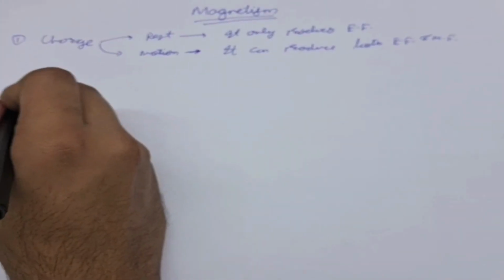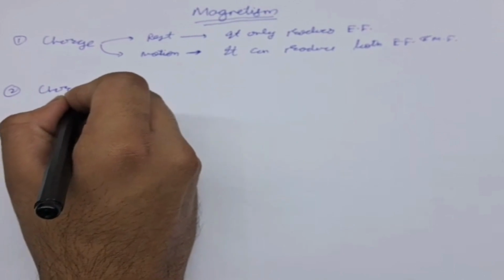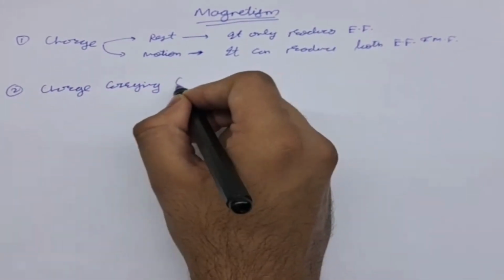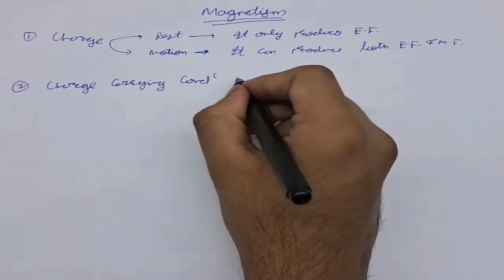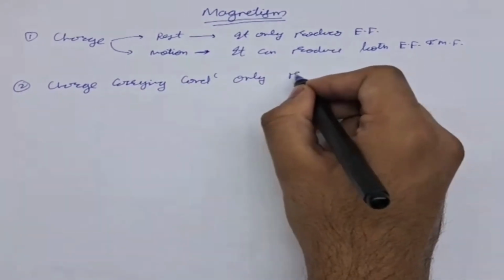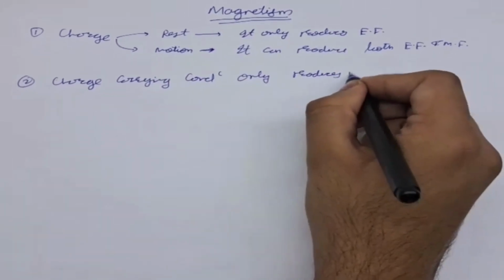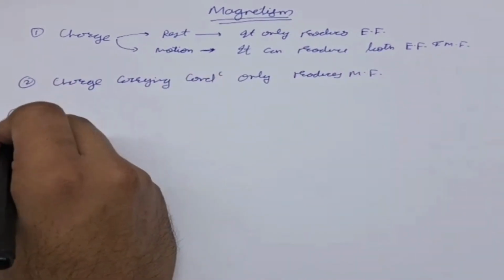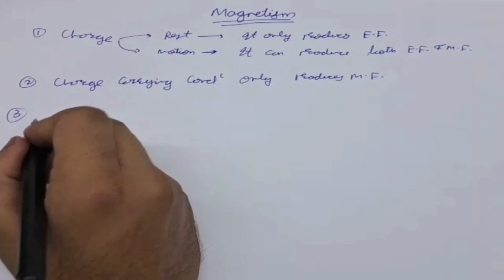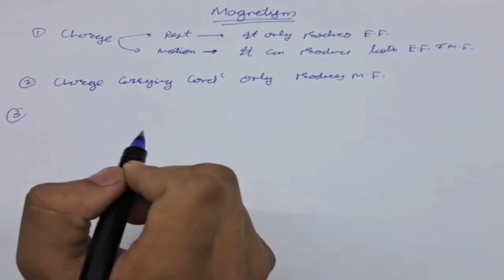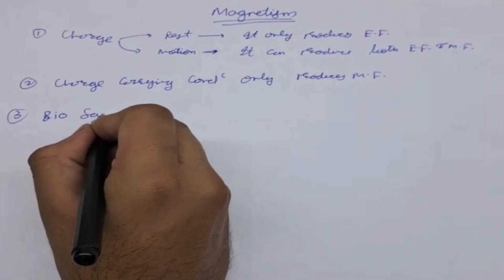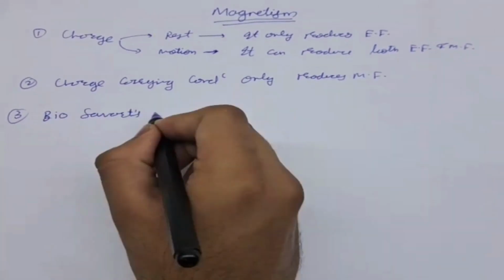The second point is that a current-carrying conductor only produces a magnetic field. The third point is a law which governs much of magnetism, which is known as the Biot-Savart law.